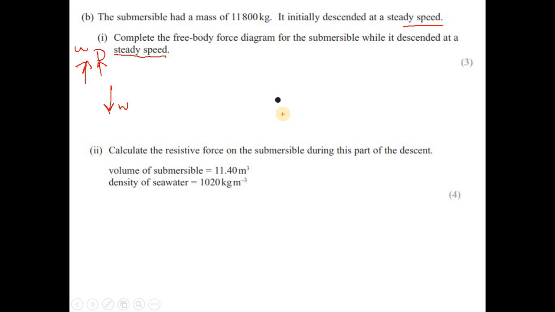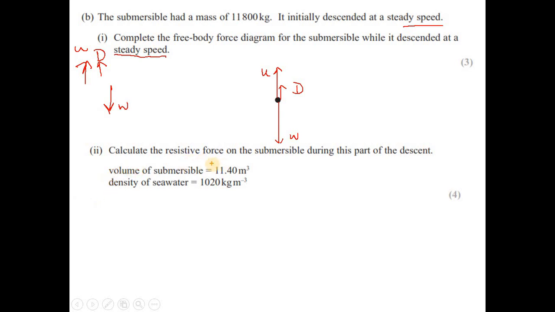So you can say that you have weight acting down, this is weight, and you have upthrust acting, and you have drag acting. So you can say upthrust or drag, whatever you use. That's how you can draw the free body diagram. Make sure that the arrows touch the object in the free body diagram.